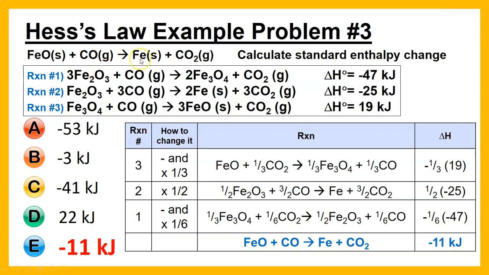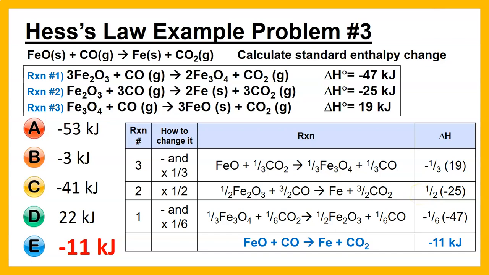Next, I want to try to get iron on the right. So if I look, reaction number 2 has iron on the right-hand side, but there's 2 moles. I only want 1 mole. I'm going to multiply by 1/2. If you notice, I do not have a negative sign in front because I'm not flipping it. I'm just multiplying it by a value.